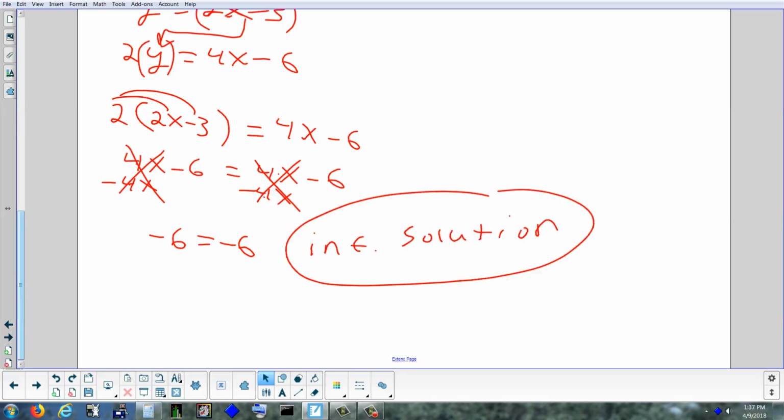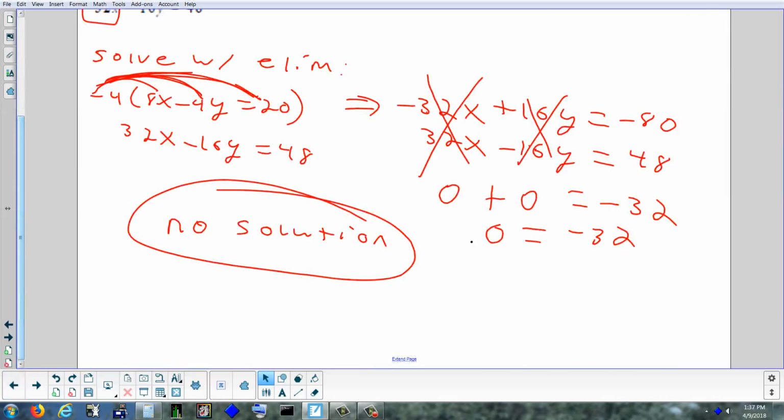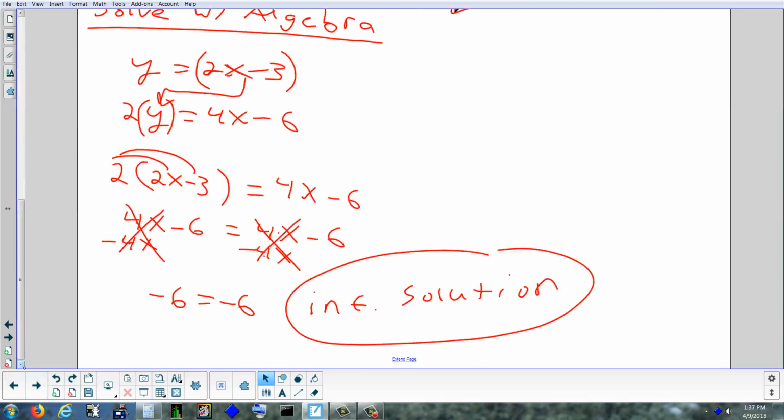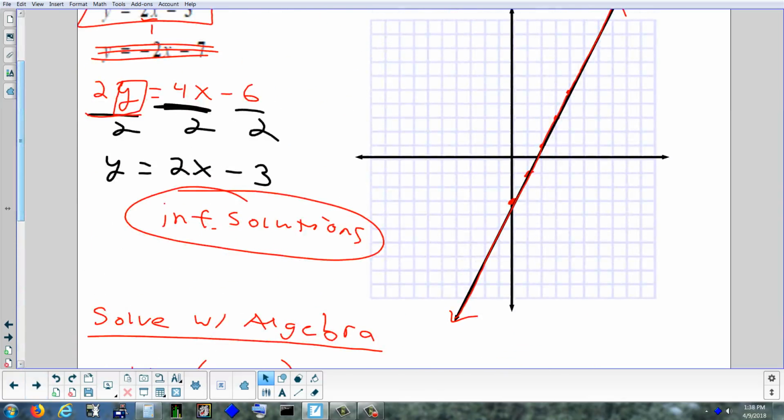So infinite solution. When you have two numbers that are equal to each other, same numbers, infinite. Two numbers that are not equal to each other, different, no solution. What does no solution look like if you graph it? Parallel lines. Ask yourself where they cross. They don't. What do two lines look like that are infinite? Right on top of each other. They're the same line.